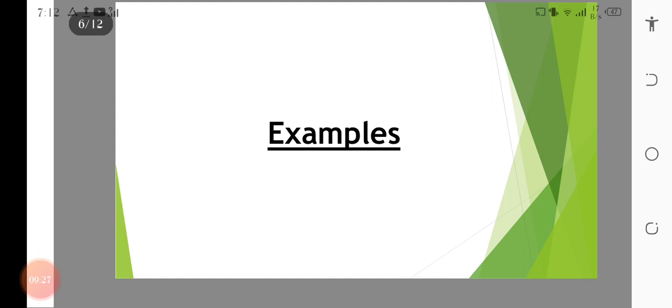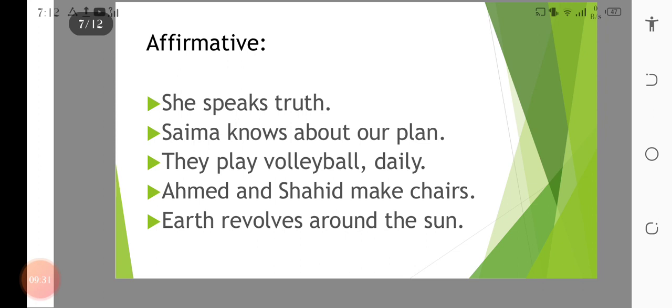Next, now let's discuss the examples. Affirmative examples. She speaks truth. You can see here that in the verb I have written S. Why? We have all discussed that with she, he, it, a singular subject plus third person, we will put S, ES and IES. Second example, Saima knows about our plan. Here I am using Saima. And who is Saima? Saima is a singular subject.